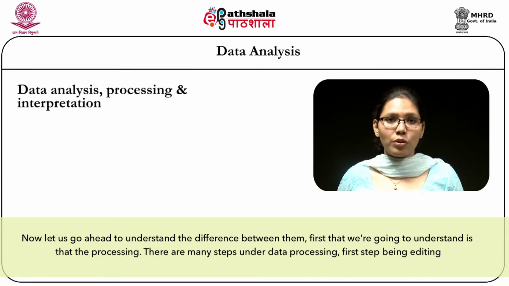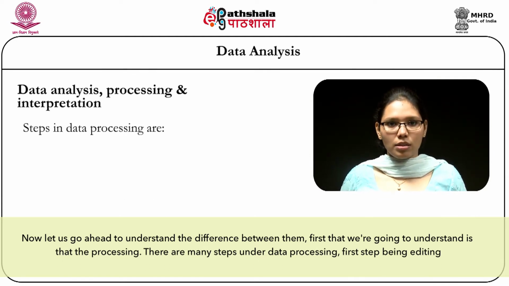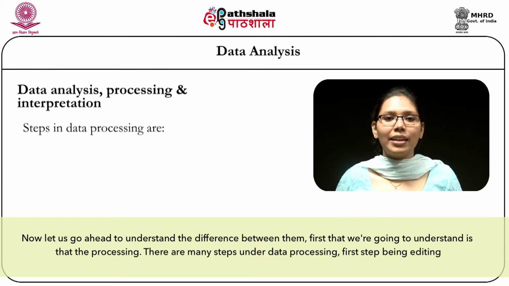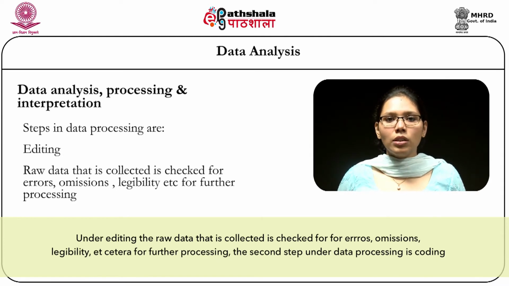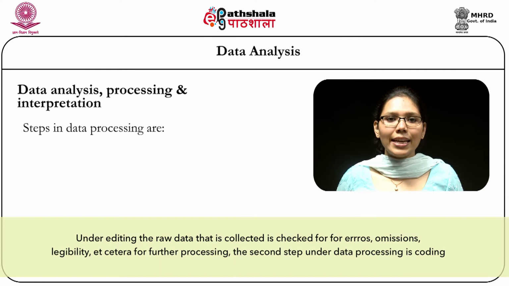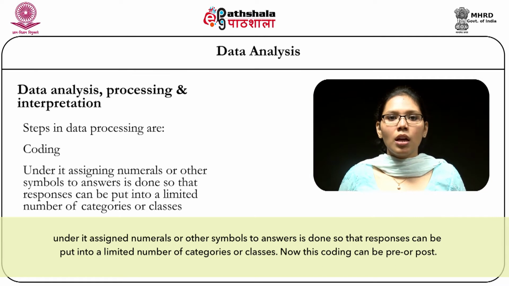First, we are going to understand data processing. There are various steps under data processing. The first step being editing. Under editing, raw data that is collected is checked for errors, omissions, legibility, etc. for further processing. The second step under data processing is coding. Under it, numerals or other symbols are assigned to the answers so that responses can be put into a limited number of categories or classes.